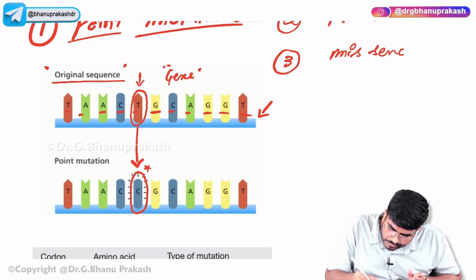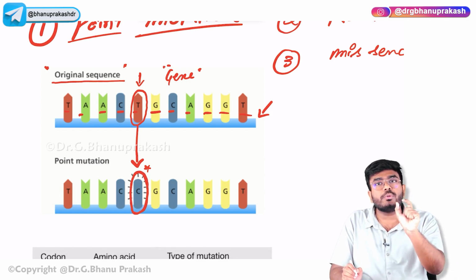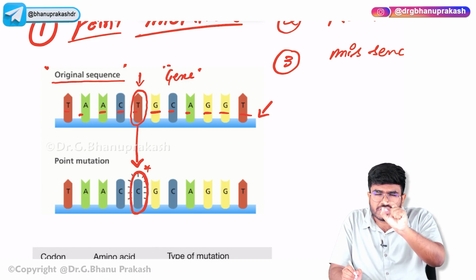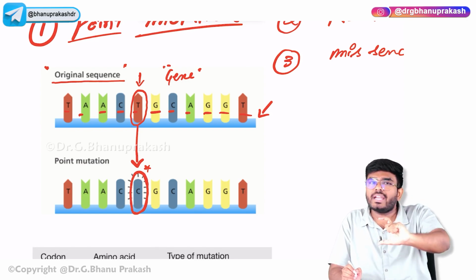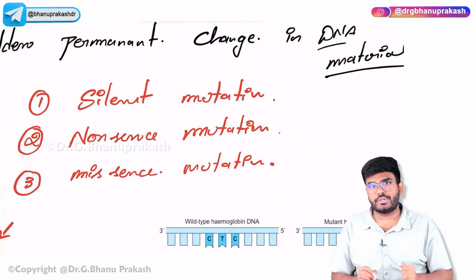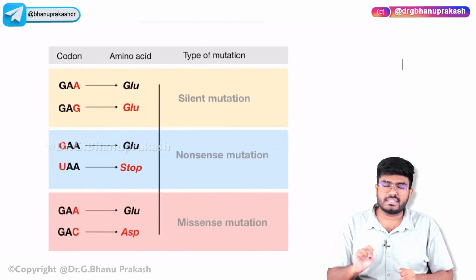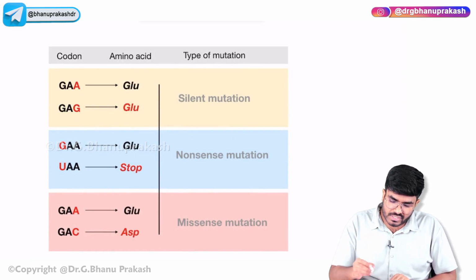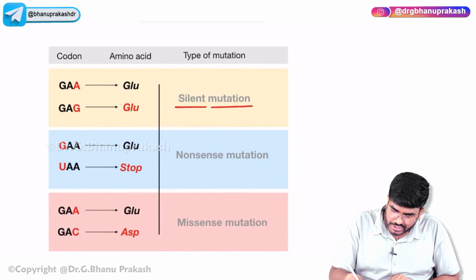Instead of thymine, there is now cytosine. Cytosine is there. So, it's a point mutation. One point was changed. How many types of point mutation have I explained to you? There are 3 types of point mutation: silent mutation, nonsense mutation, and missense mutation. What are the differences between these 3? Look, first I am going to explain the silent mutation.